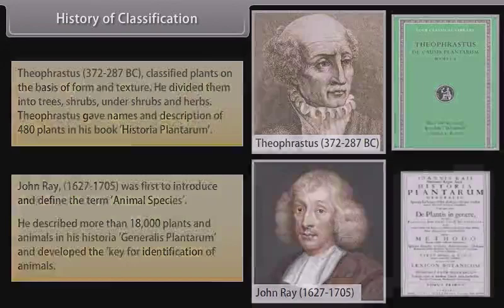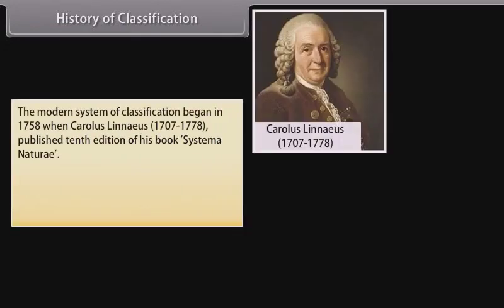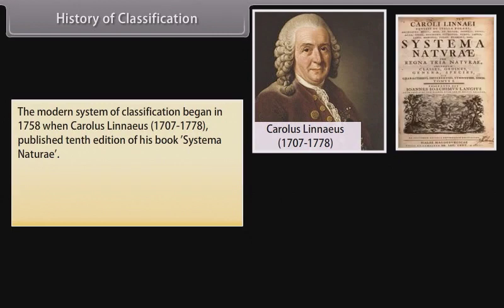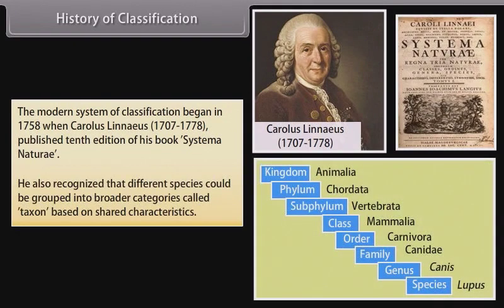The modern system of classification began in 1758 when Carolus Linnaeus, 1707 to 1778, published 10th edition of his book Systema Naturae. He also recognized that different species could be grouped into broader categories called taxon based on shared characteristics.